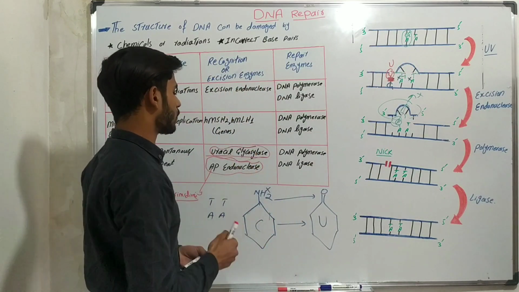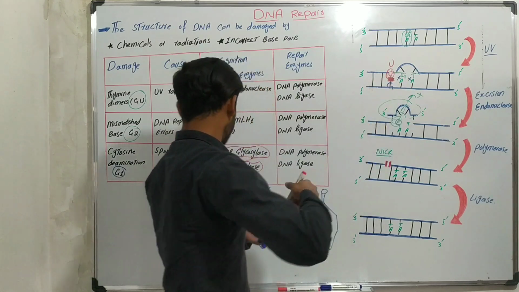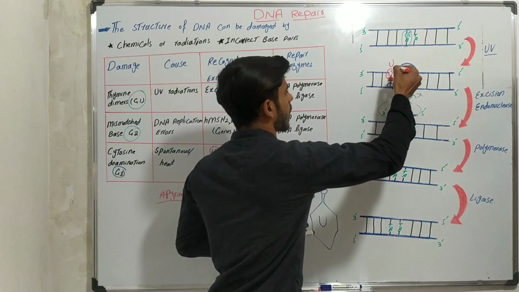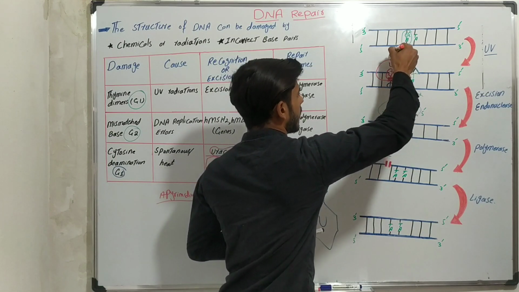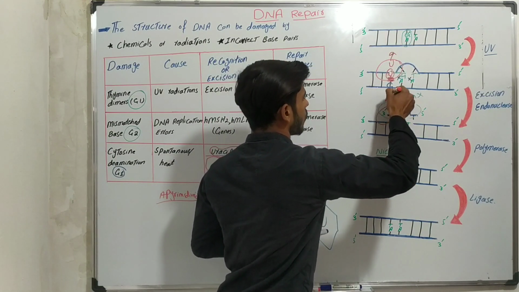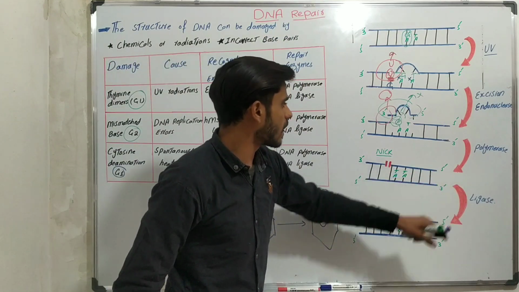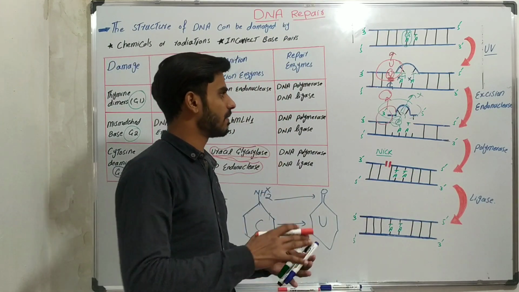It has broken this bond. Then AP endonuclease will come, and it will remove this part out of here. So this part will be removed. Then again DNA polymerase will come, read the sequence again, and form the normal sequence.